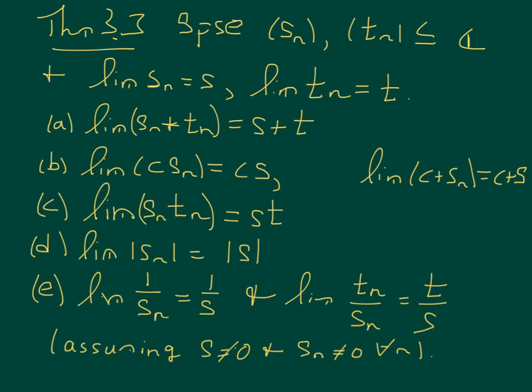Okay, so to start, we'll prove part D, which says that if S_n is a sequence of complex numbers converging to S, then the absolute value of S_n converges to the absolute value of S. And note, as I said in class, that because the real numbers are contained in the complex numbers, all of these limit laws also hold for real numbers. Okay, so we're going to try and prove that this is true, assuming that this is true.